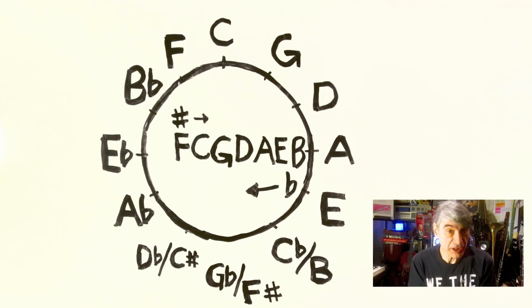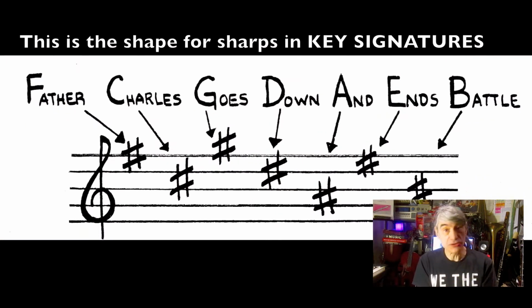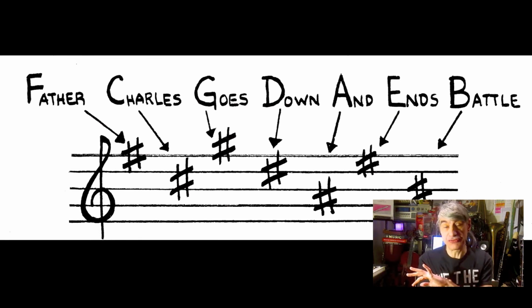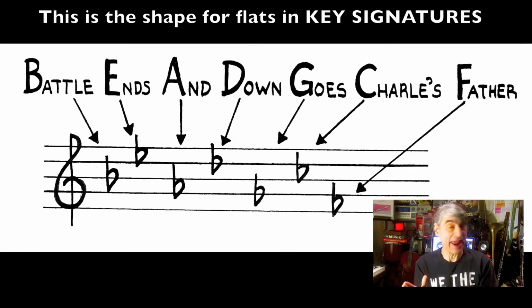There is a mnemonic device to remember that progression. Father Charles goes down and ends battle. And the opposite for the flats is battle ends and down goes Charles' father. And in the next video, when we talk about key signatures, I'll explain the meanings behind those phrases in more depth. But we can use that phrase.